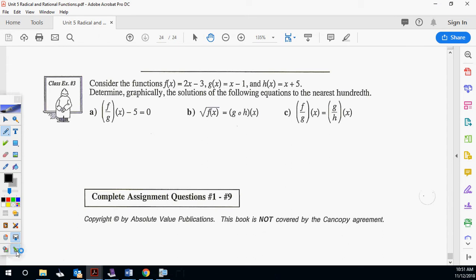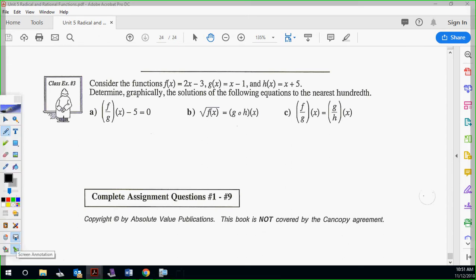All right, so b, square root f of x, so radical f of x is equal to g of h. Okay, so radical f of x, so square root 2x minus 3. And then I want to plug h into g. So that's going to be x plus 5, and for x, so it's going to be x plus 5 minus 1. So it's going to be x plus 4.